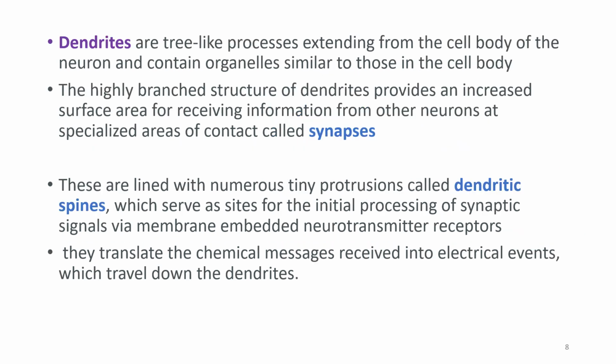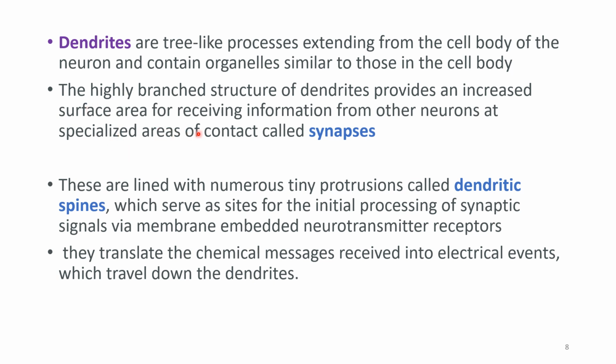Now coming to dendrites. These dendrites are the tree-like processes which are extending from the cell body of the neuron, and these will also contain similar organelles such as in the cell body, and these are highly branched structures. So why are they highly branched? What is the advantage of this? Because of this, they will provide increased surface area. So surface area is increased because of the highly branched structure.